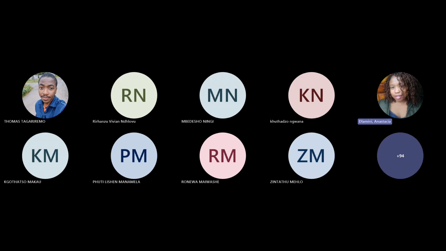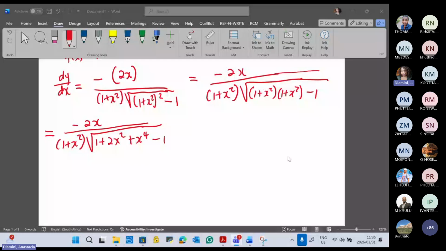And my apologies. Okay. So we are all together up to this point, right? Yes, ma'am. So then this and this, they cancel. So then this is equal to minus 2x over 1 plus x squared, the square root of x to the power 4 plus 2x squared.